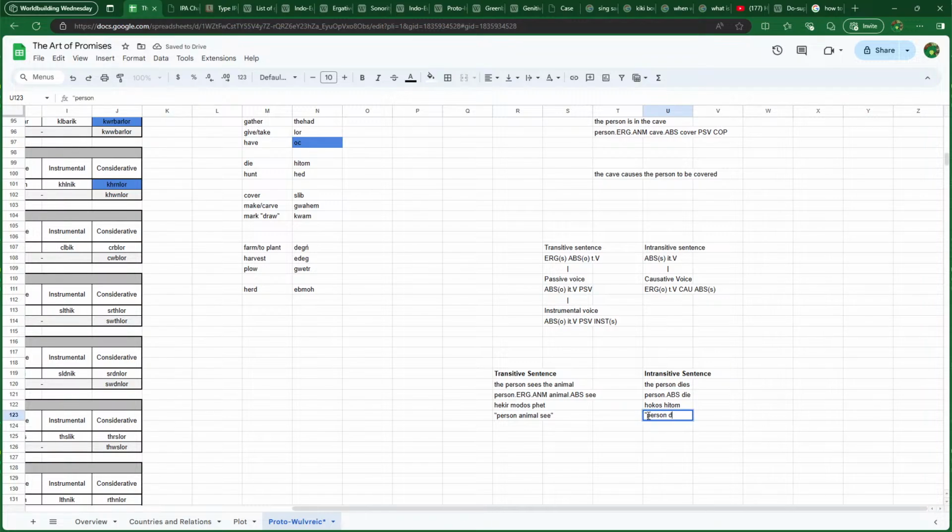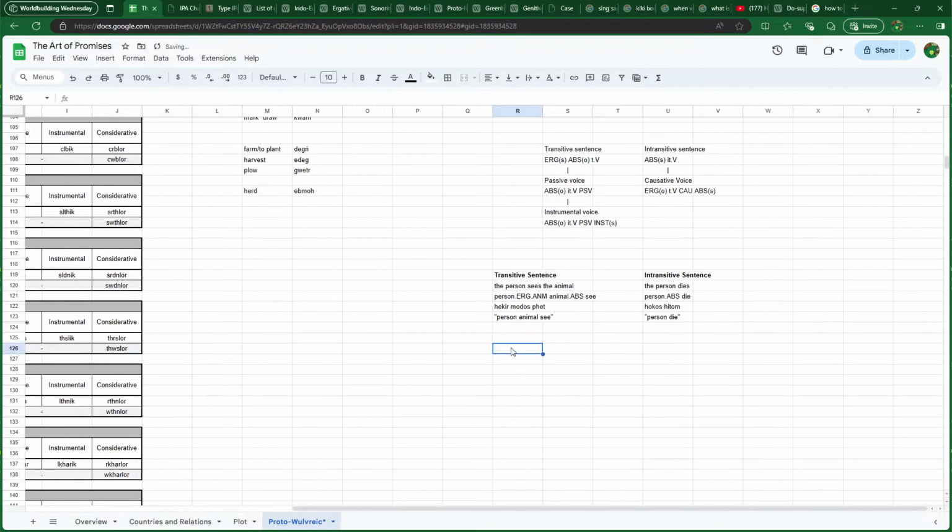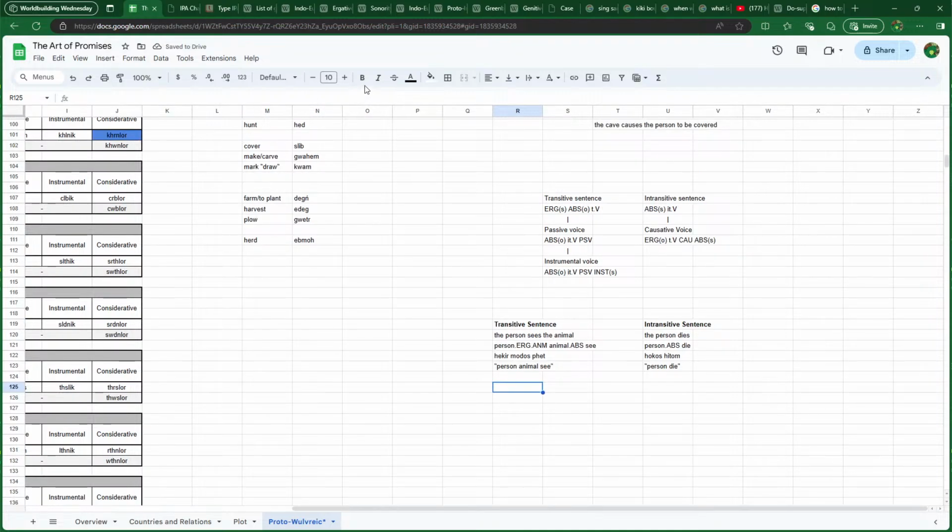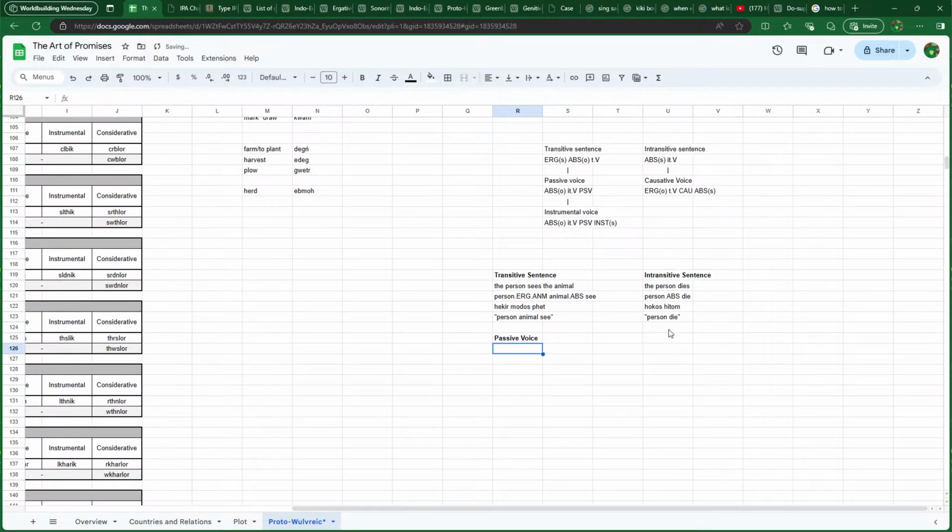Literally, person die. So we can turn the transitive sentence into the passive voice. This is done by doing all of that passive stuff that we were talking about earlier. It turns the transitive verb see into the intransitive seen, like you are seen. So the person is seen, or sorry, the animal is seen. Is seen.